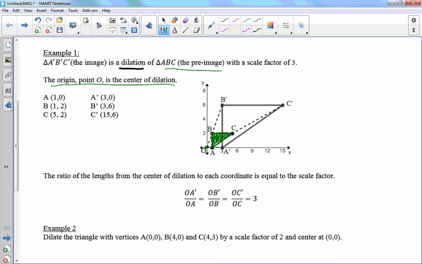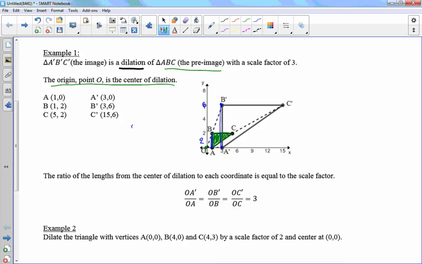Okay, with a scale factor of 3, well, AB was how long? 2 of the original. So a scale factor of 3 means everything is being multiplied by that scale factor. So 2 times 3 means our new image will have a height of 6.